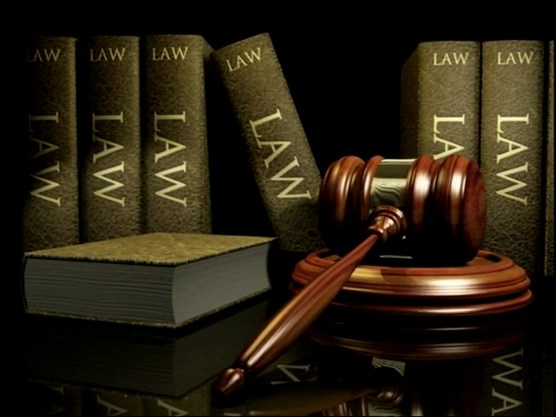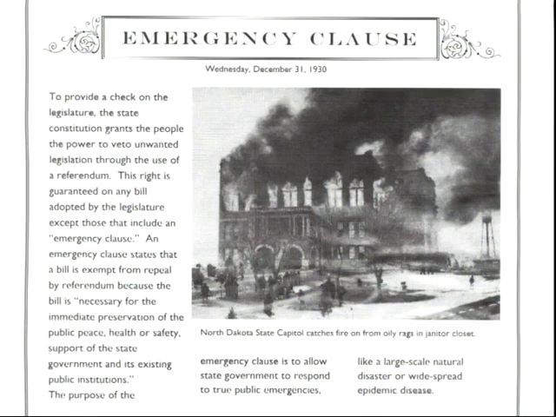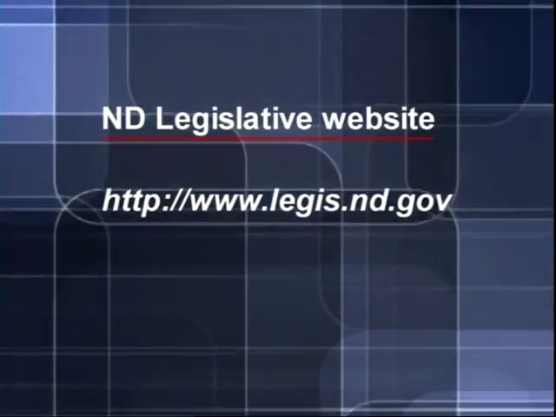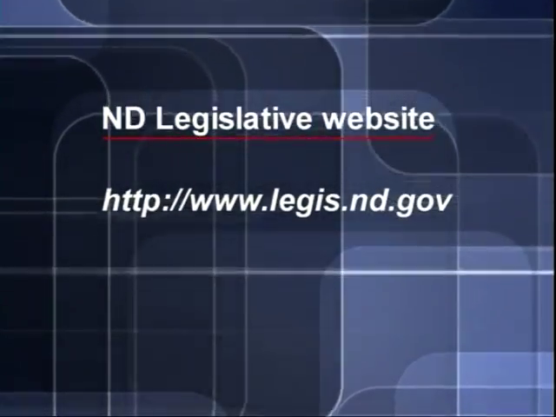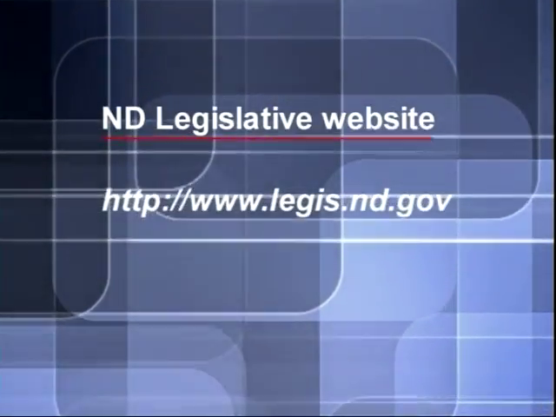A bill typically becomes a law as of August 1st of that year unless it has other language or has an emergency clause attached to it. An emergency clause means it goes into effect upon its passage and filing with the Secretary of State. This will be noted in the bill and on the legislative website.